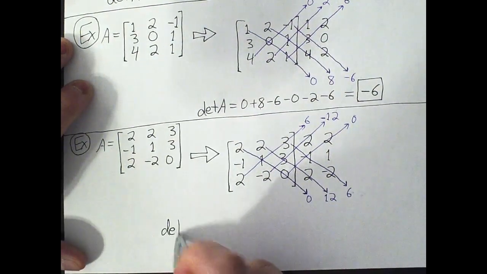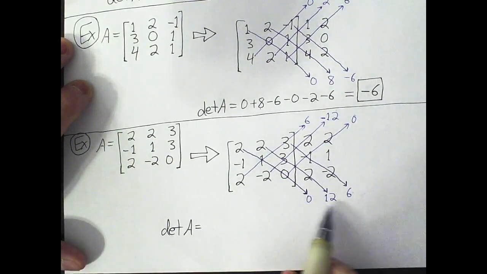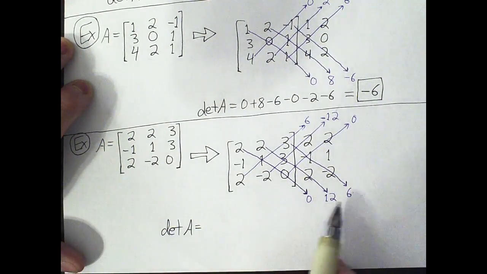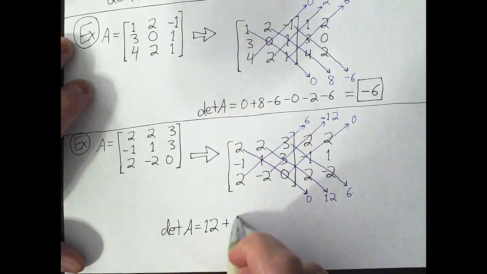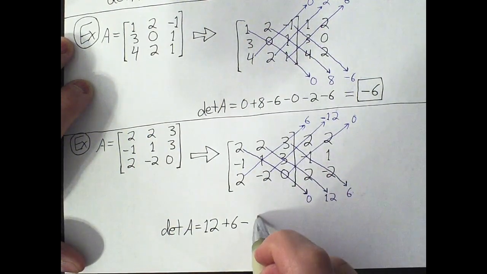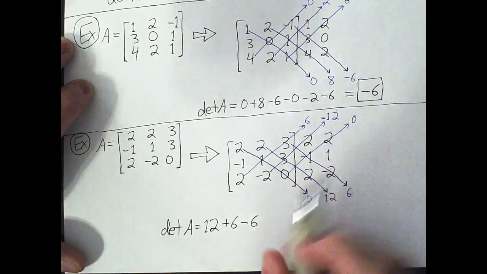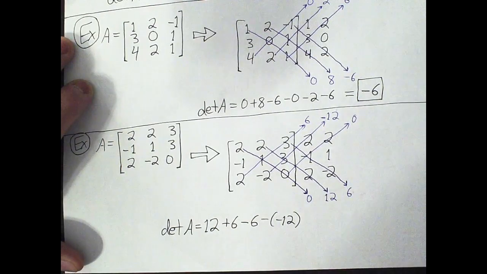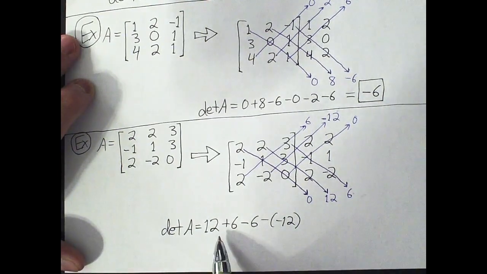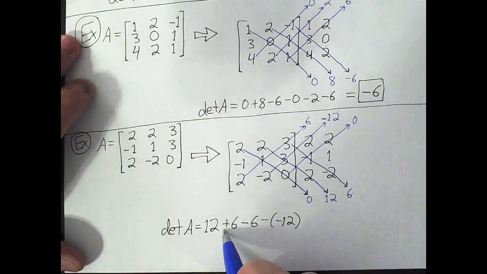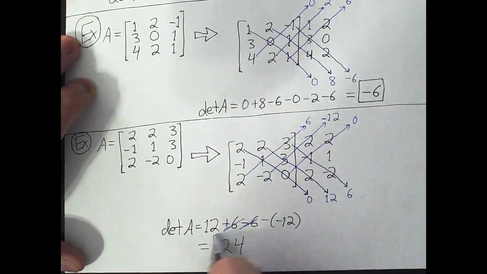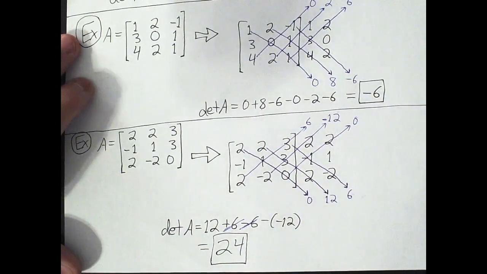Determinant of A equals the downward ones get added. I'm going to skip writing the zeros, like 0 plus 12. Let's just say 12 plus 6 minus 6, and then minus negative 12. I'll write it that way. And then there's a minus 0 that I didn't write. So what do we get? Oh, 6 minus 6. Get rid of that. 6 minus 6 is gone. 12 minus negative 12 equals 24. So that's the determinant of this matrix.